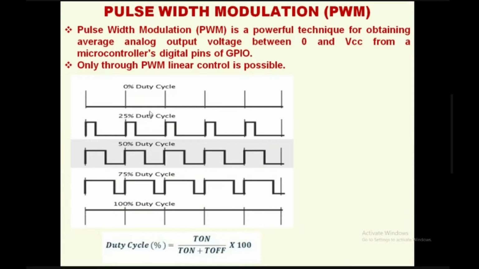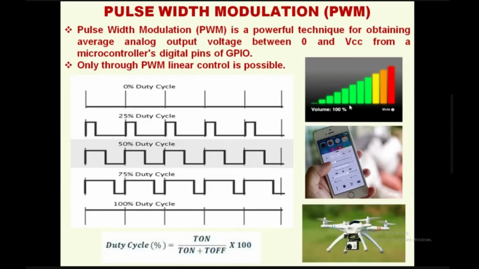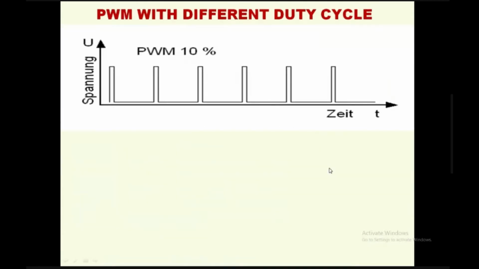This is how we see it in our mobile phones: if you bring this point to the right side, you get 100% intensity. This happens only because of pulse width modulation. All the volume controls in television systems, brightness control, and contrast control are only through PWM, and all the drones fly just because of pulse width modulation. A lot more applications are there.